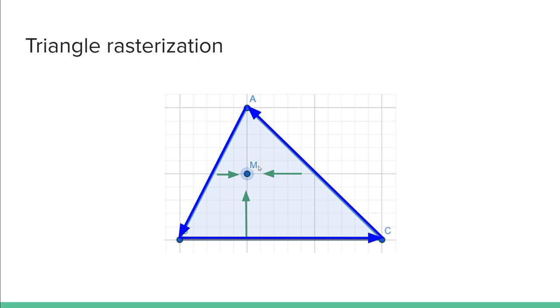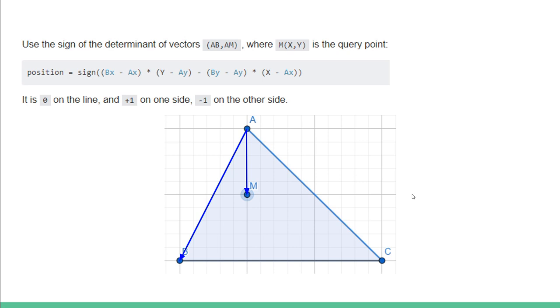But how can I tell if it is to the left or to the right of the edge? For that, a quick search on Stack Overflow was enough to find out the answer. We just need to compute the determinant of vectors AB, AM, where M is the point that we are analyzing. If the result of the determinant is positive, it means that it is to one side of the edge. If it's negative, it's on the other side of the edge. And if it's zero, and this is very important, it is standing on the edge.